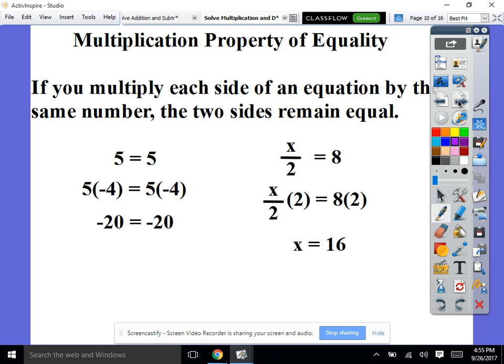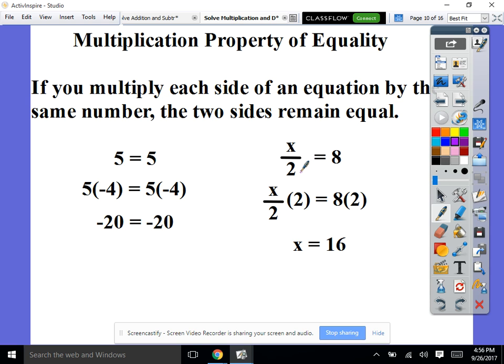The multiplication property of equality says if you multiply each side of an equation by the same number, the two sides remain equal. We start with 5 equals 5, balanced equation. We multiply both sides by negative 4, which gives us negative 20 equals negative 20.